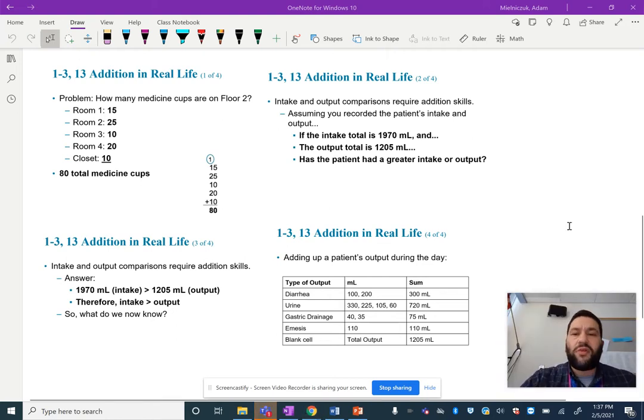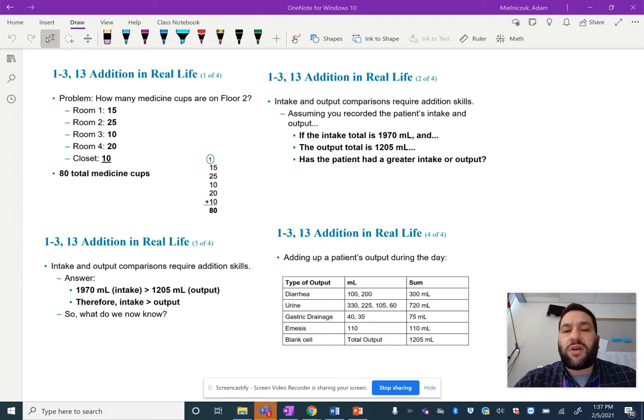Another example, upper right, you might want to know the intake and output comparisons between some milliliters of some sort of liquid that they may need to take. So if the intake total is 1,970 milliliters and the output total is 1,205 milliliters, has the patient had a greater intake or output? Okay. Well, if you go to the bottom left, you can see that intake and output comparisons require addition skills. Note 1,970 milliliters is greater than the output of 1,205. Therefore, the intake is greater than the output.